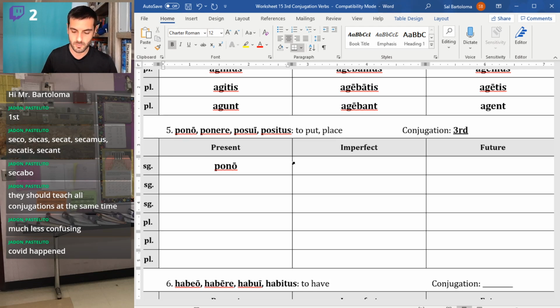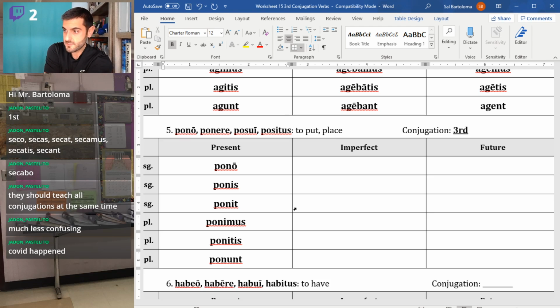So we have pono, ponis, ponit, ponimus, ponitis, and ponunt. Okay. So many autocorrects. I give it ponit, and it changes it to point. Better not do that again. Good. Pono, ponis, ponit, ponimus, ponitis, ponunt. O, is, it, imus, itis, unt.